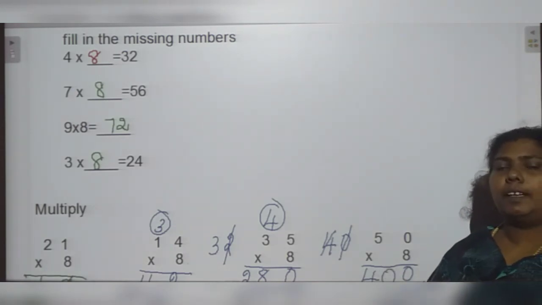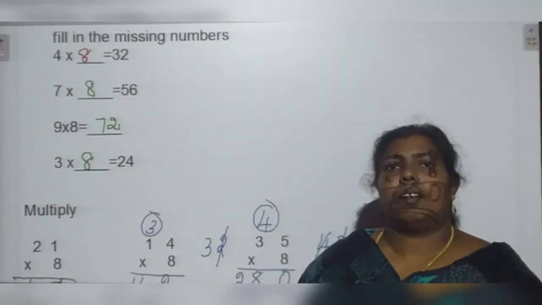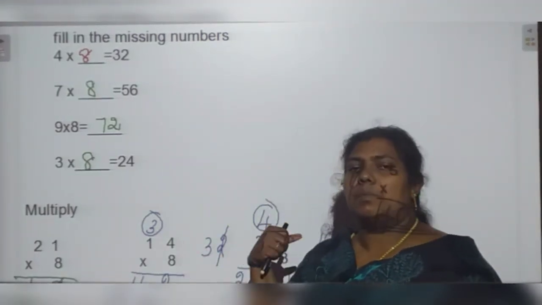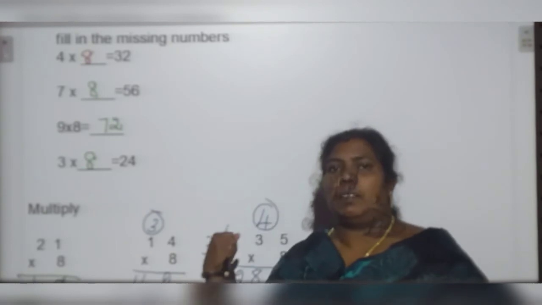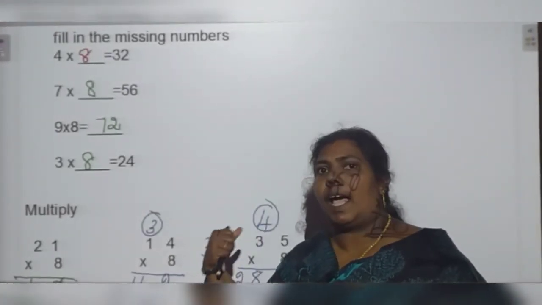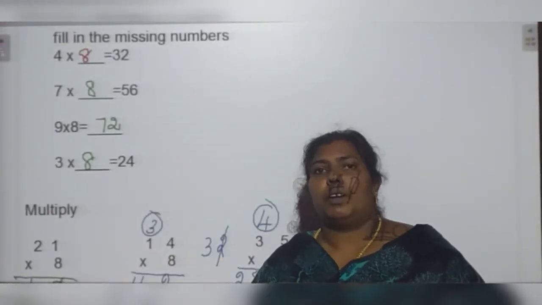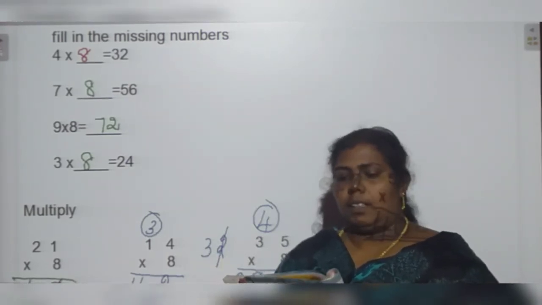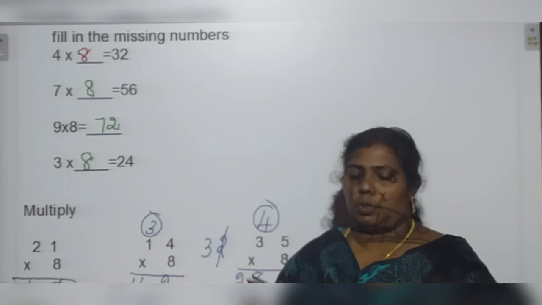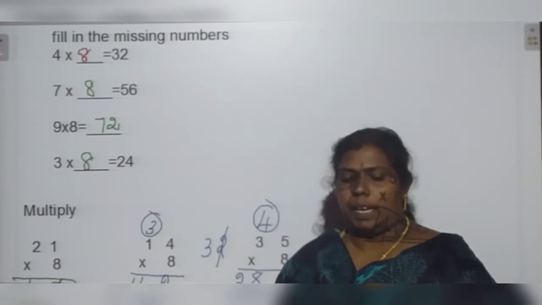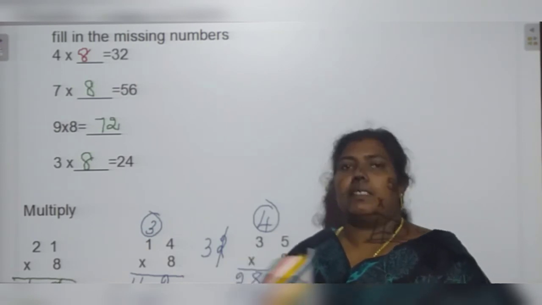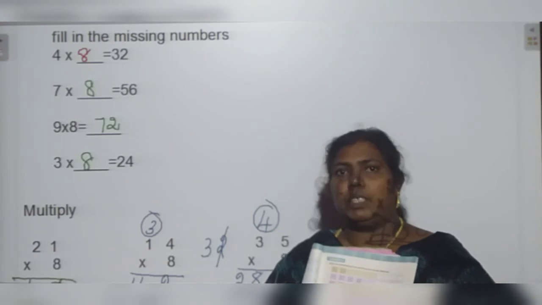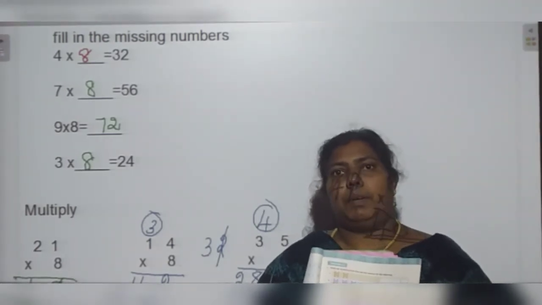Do you understand? Yes. Okay, children, I think you understand this concept, the multiplication table 7 and 8, right? Yes. Now what you are going to do? Your homework page number 77. There, exercise 5.2. Page number 77, exercise 5.2. Please try to complete that homework page. Then if you have any doubt, please contact me.